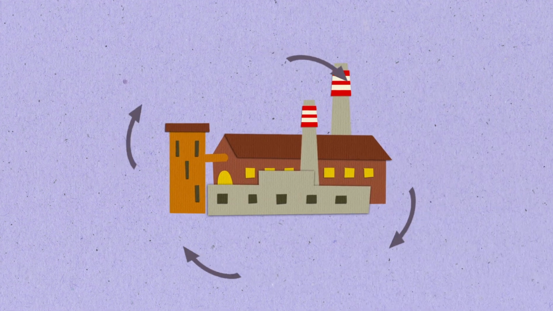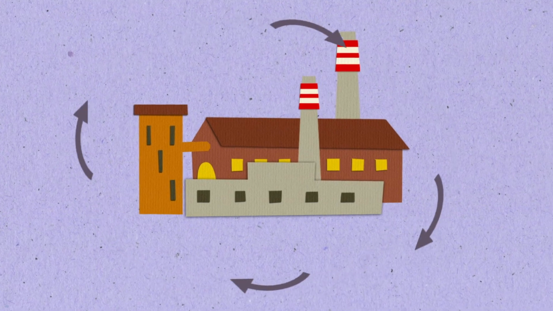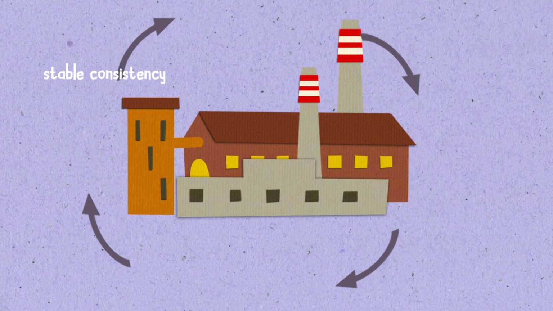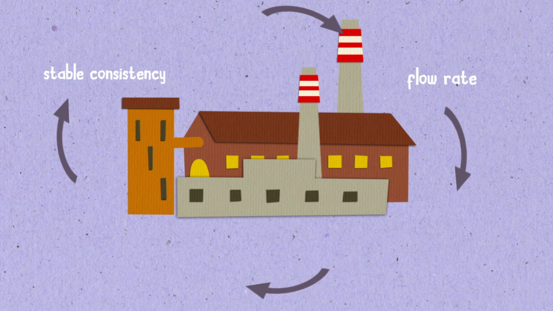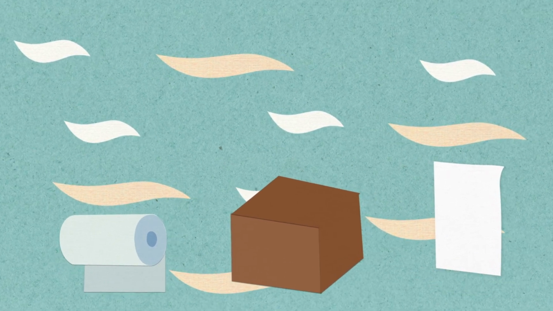Papermaking process is a complex organism where all process parts have an impact on the whole operation. In this environment, stable consistency and flow rate are critical. Let's start from the beginning. First, the choice of fiber properties matters. Blending different fibers will have an impact on the final product.